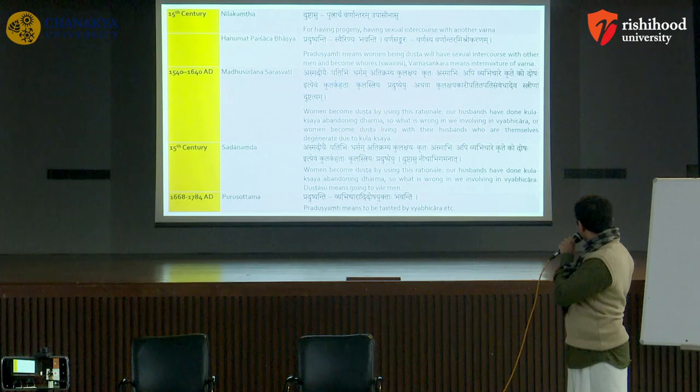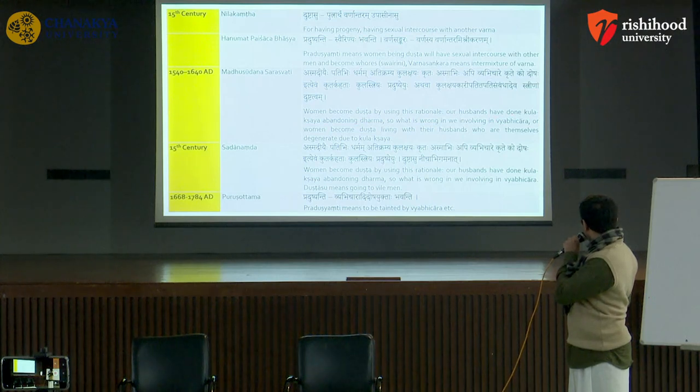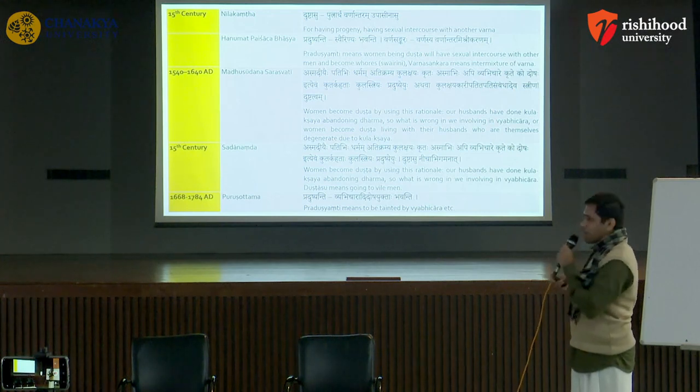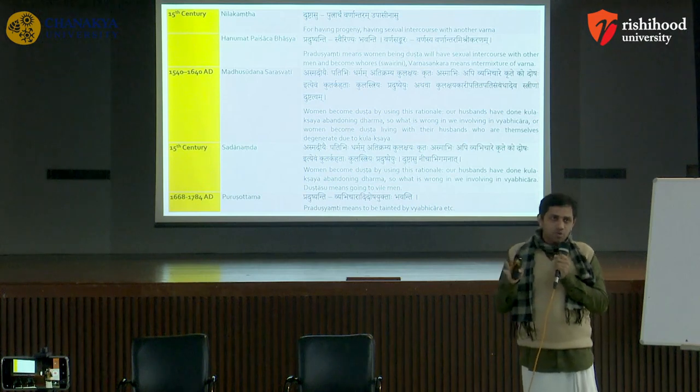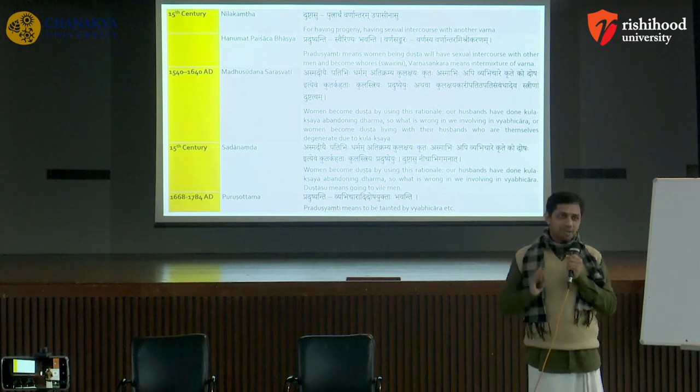And see, the interesting thing is, Asmabhi api abhichare krate kaha doshaha iti kutarka hataha. Our husbands have done kulakshaya, abandoning dharma. So what is wrong in us involving in vyabhichara, or women becoming dushta? See, here what he says: our husbands have abandoned dharma, so what is wrong even if we abandon dharma?